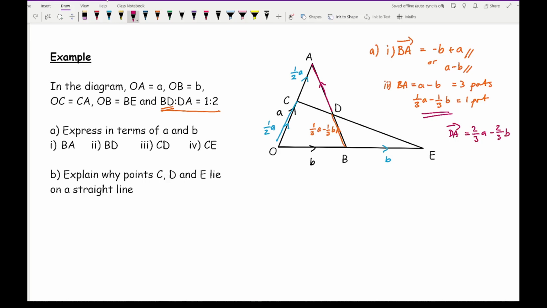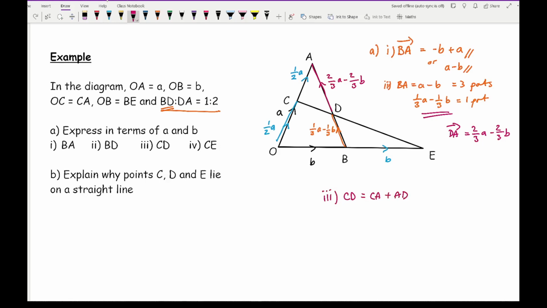I'm just going to write that down just in case I need it for another part of a question. So then moving on to part 3, it says C to D. So C to D is there. So I'm going to go from C to D, I'm going to go C to A, and then A to D.